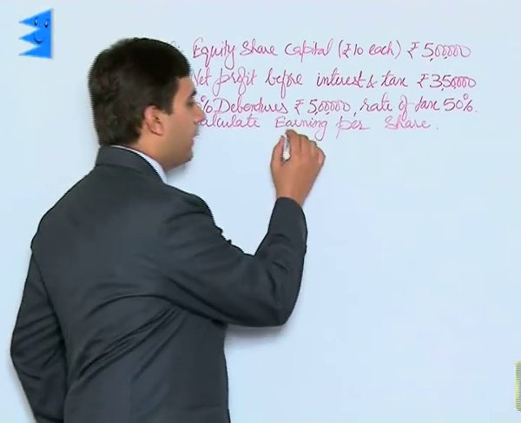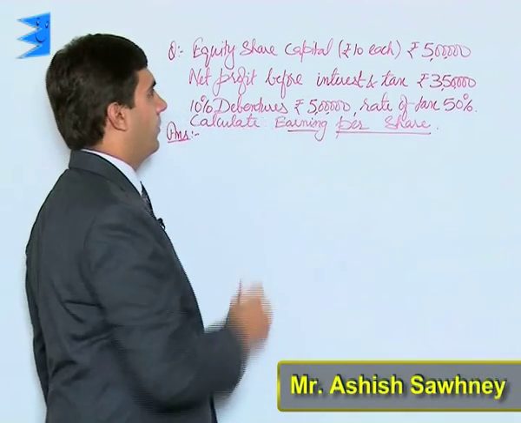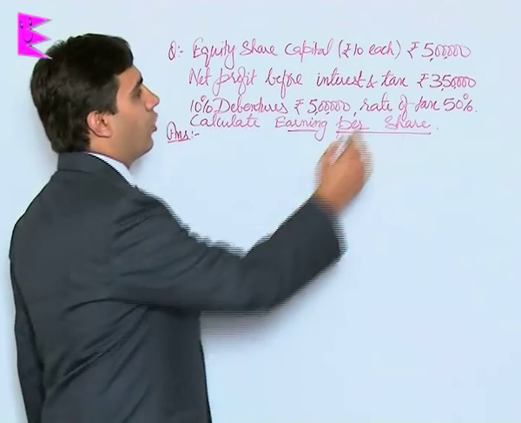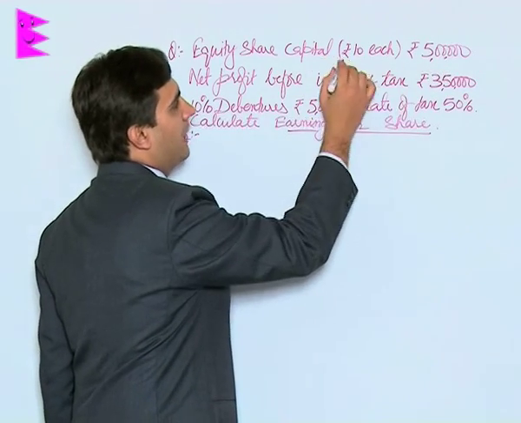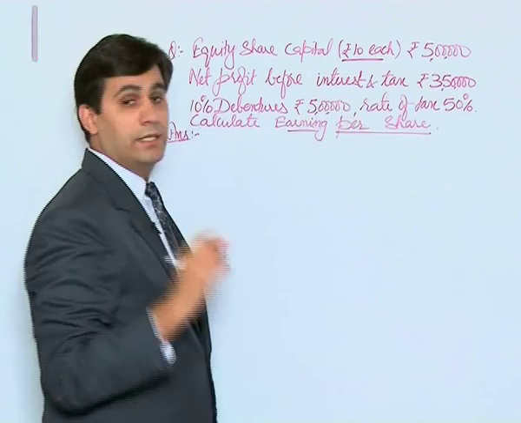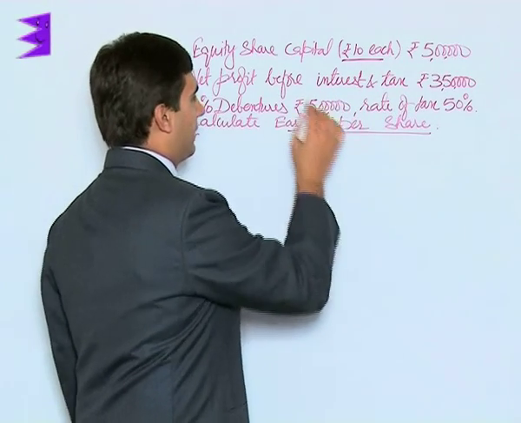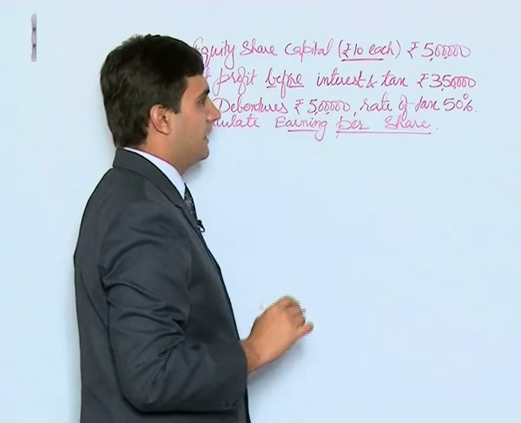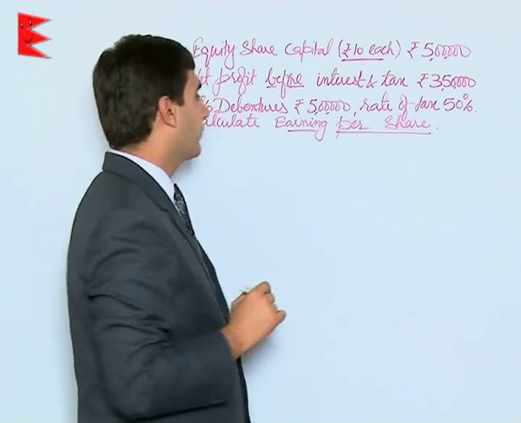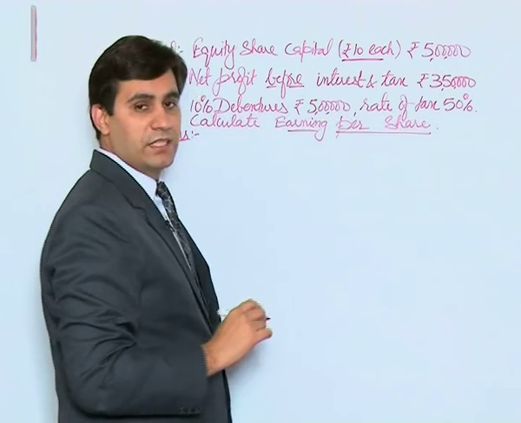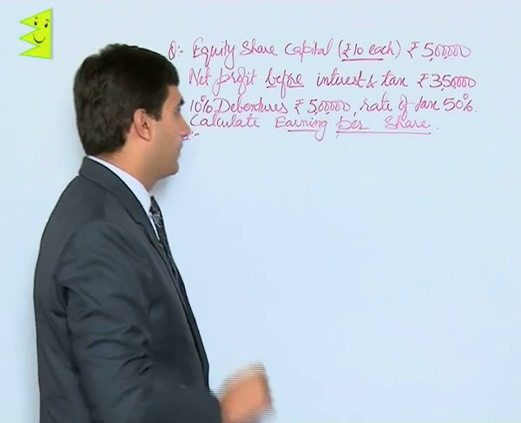We are required to calculate earning per share from this information. The information here includes equity share capital of rupees 5 lakh, and it is given that each share is of rupees 10. Then we are given net profit before interest and tax. Remember, it is before interest and tax, that is 3,50,000. We are given 10% debentures of rupees 5 lakh and the rate of tax is 50%.